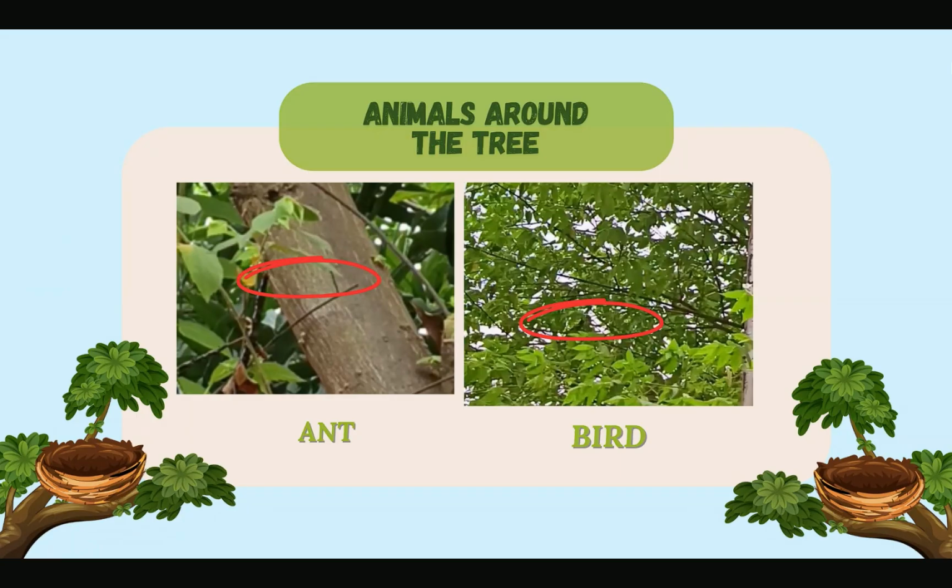And for the animals around the tree, lastly, let's talk about the animals around the tree. In this photo on the left, we can see ants moving on the bark of the tree. Ants are small but important for the ecosystem because they help clean the tree and spread seeds. On the right photo, there is a bird resting among the leaves. Birds use trees for nesting, food, and protection. These show us that trees are not just plants, they are homes and food sources for many animals.